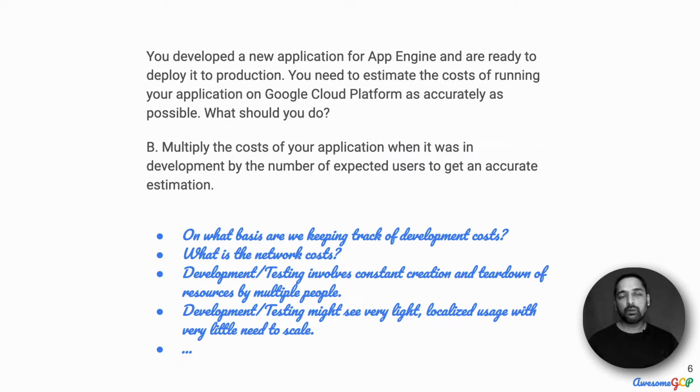What about B? B suggests you multiply the cost of your application when it was in development by the number of expected users to get an accurate estimation. So it's saying that, let's say you're developing with 10 people in your team and your cost came to say $1,000. Now, if you have 100,000 users, then you just multiply that number and you will come up at the total cost. But this again doesn't seem reasonable. On what basis are we keeping track of development costs?